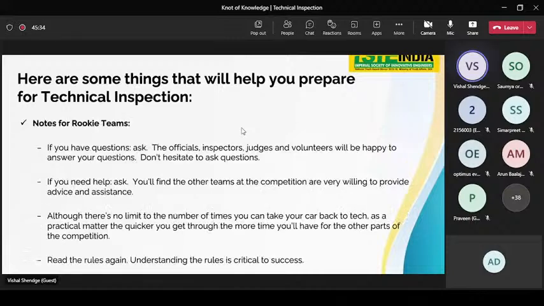And notes. These are the notes for rookie teams. If you have any questions, you can ask. The officials, inspectors, judges, and volunteers will be happy to answer your questions. Don't hesitate to ask questions. If you need any help, ask. You will find the other teams at the competitions are very willing to provide advice and assistance also.